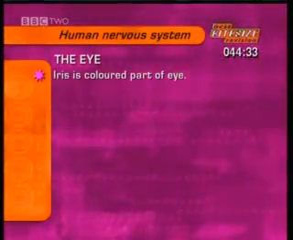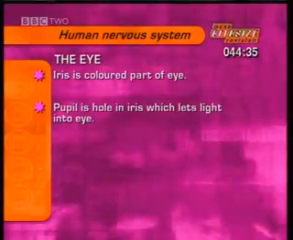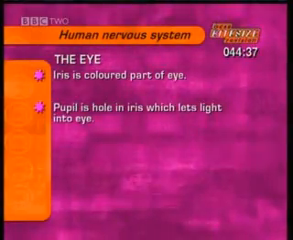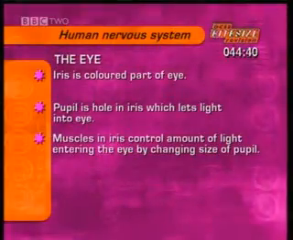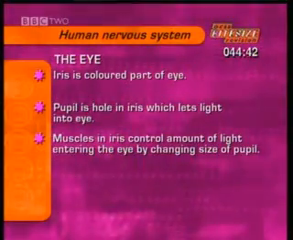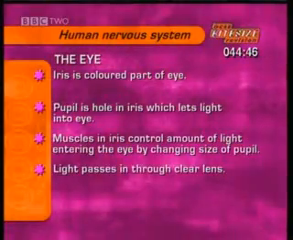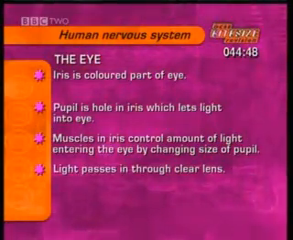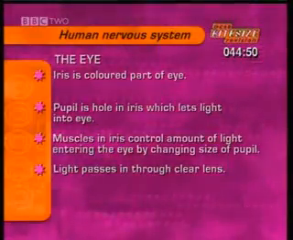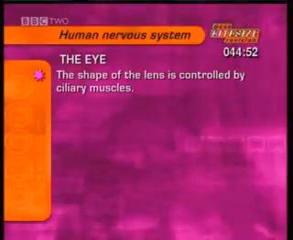Let's summarise. The iris is the coloured part of the eye. The pupil is the hole in the iris, which lets light into the eye. The muscles in the iris control the amount of light entering the eye by changing the size of the pupil. Light then passes into the eye through the clear lens. The shape of the lens is controlled by the ciliary muscles.